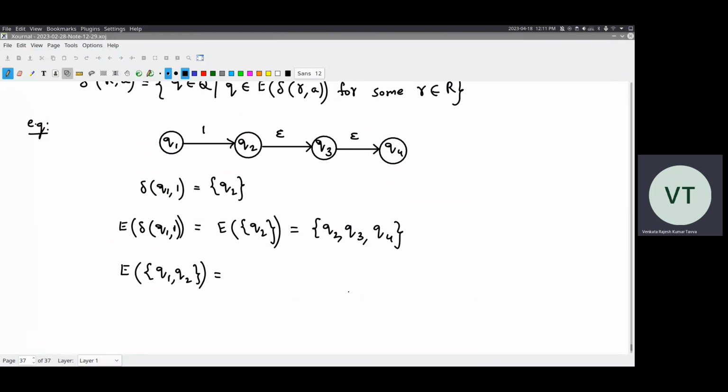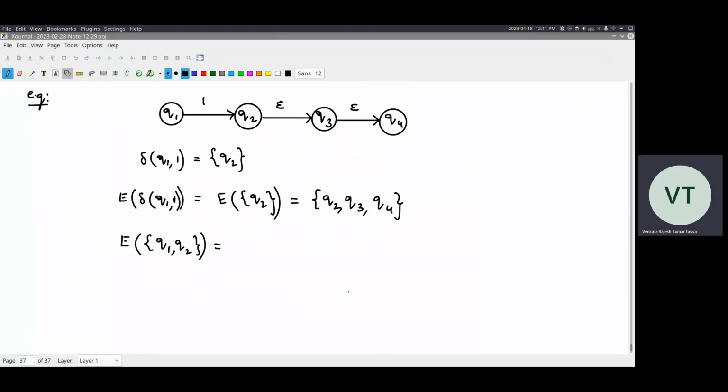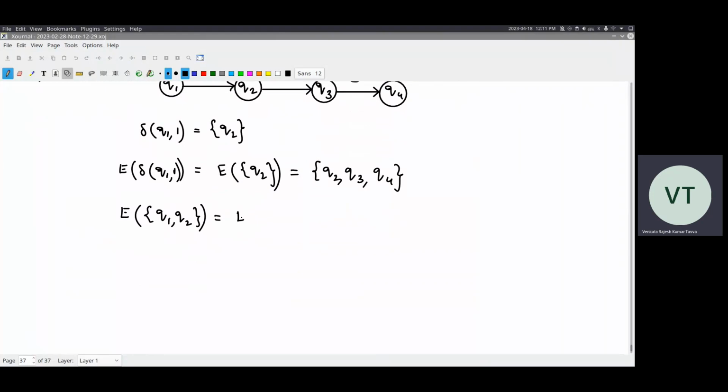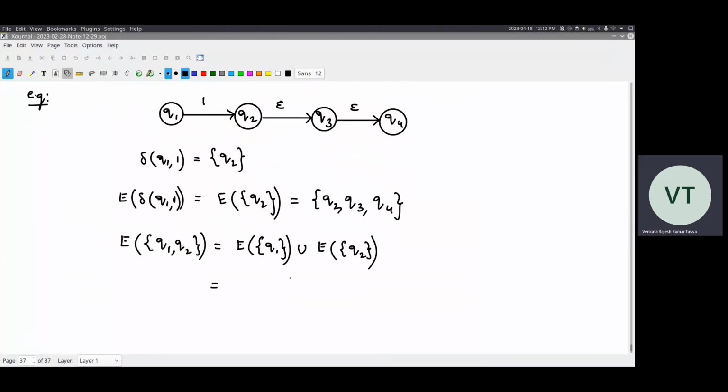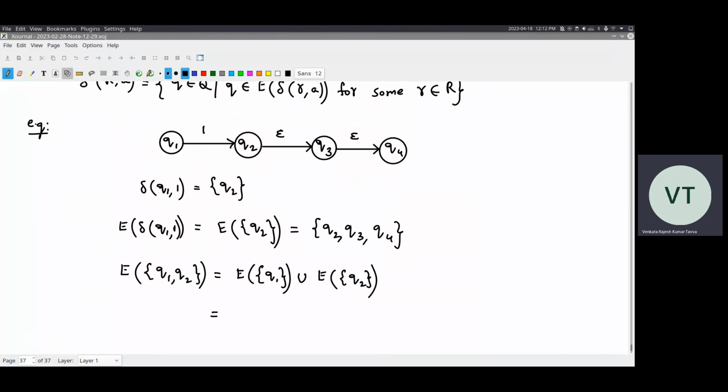Will it be same? Really? How do you do this? Okay, so yeah, you're right. So we break it into E of Q1 union E of Q2. All right. What is E of Q1? Huh? Q2, Q3, Q4.